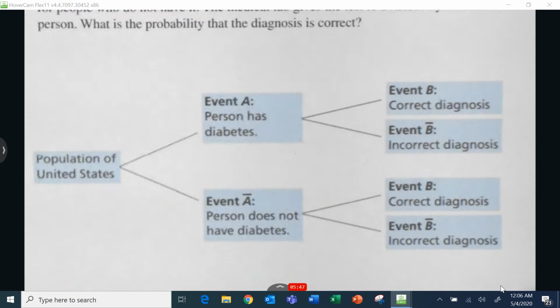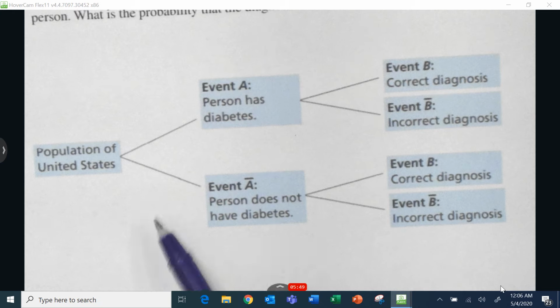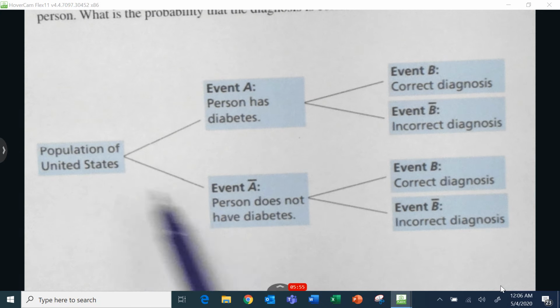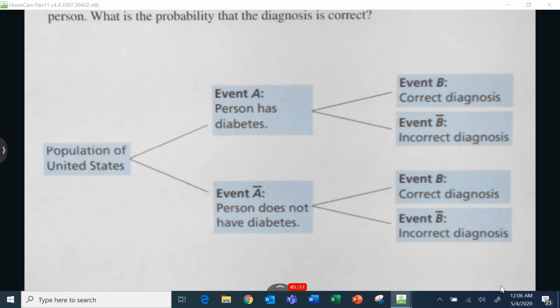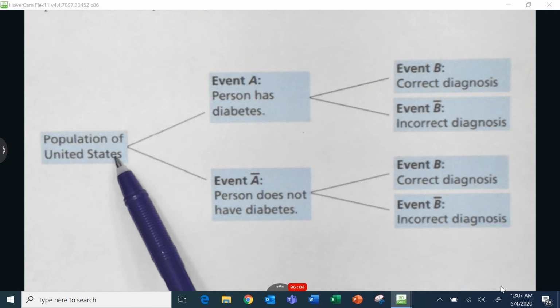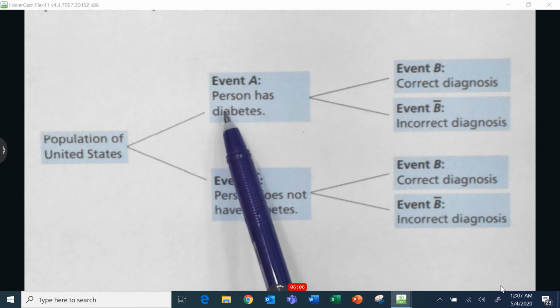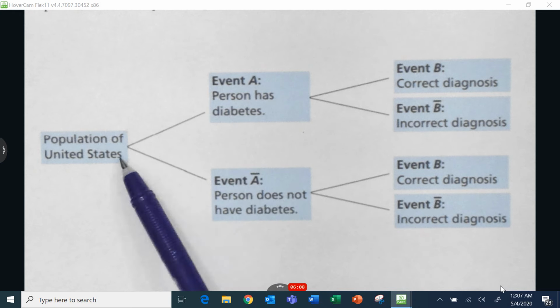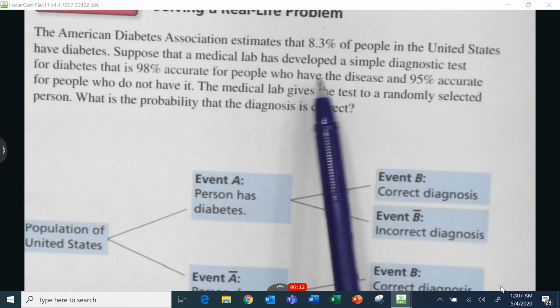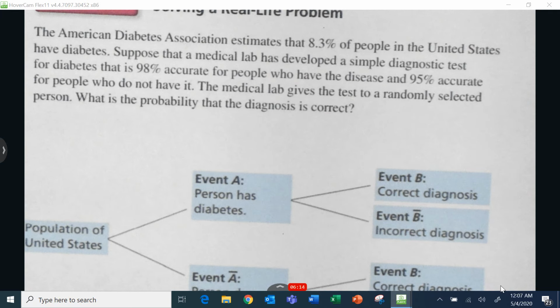So I have a tree diagram, that's what it's called. I have a tree diagram here, and this talks about the entire population of the United States. So this would be everybody in the United States. Now it's going to branch off into a part of the population of the United States of the people that do have diabetes. And up here it says it's estimated that 8.3% of the population do have diabetes.